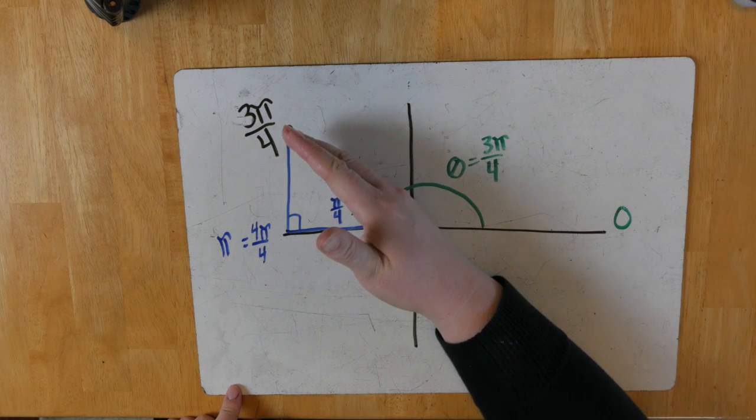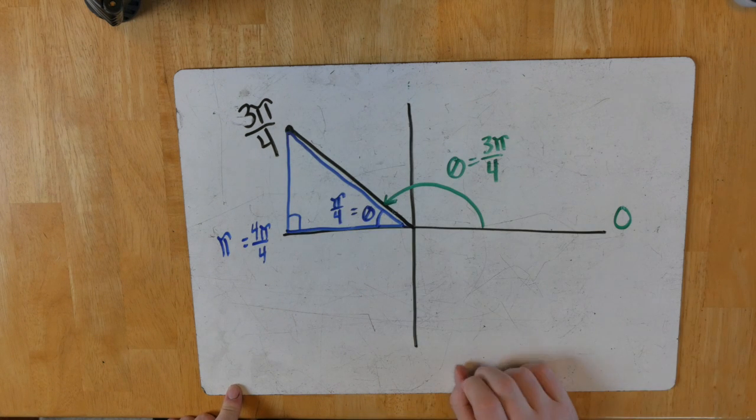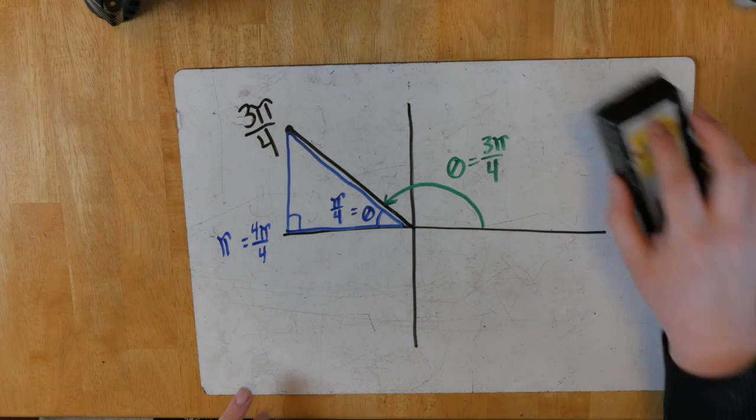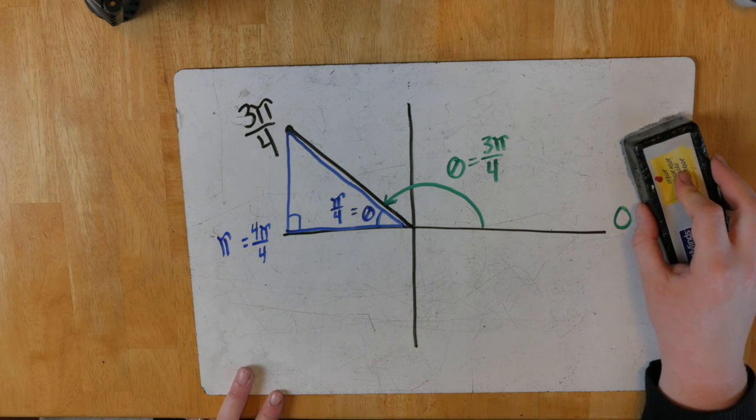So we're always looking for the distance from that angle to the nearest x-axis, wherever that may be. So I understand that's a little tricky as well. And if you need to review reference angles or reference triangles, I strongly recommend that.